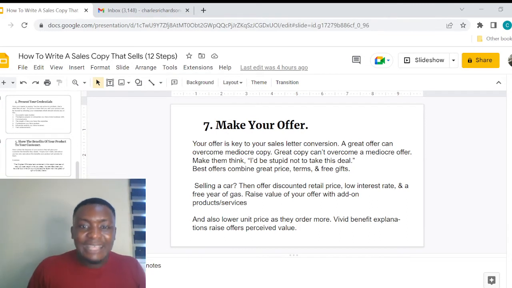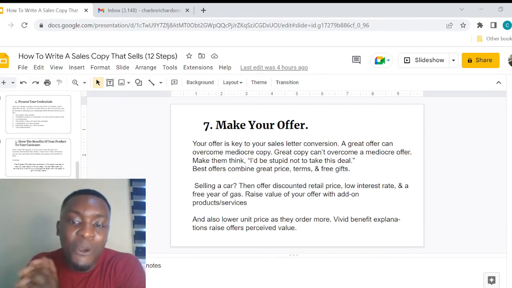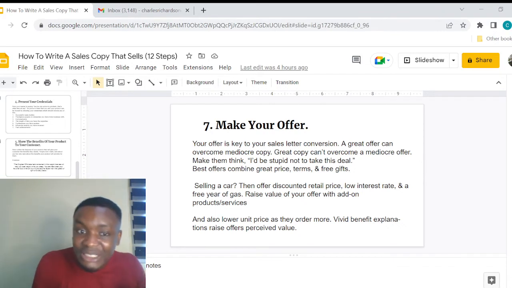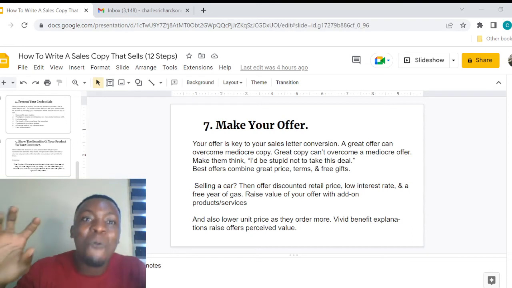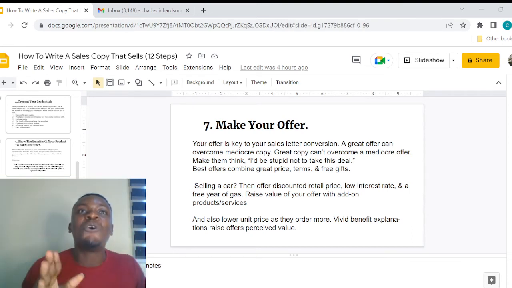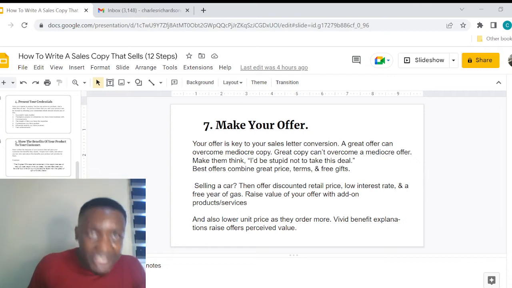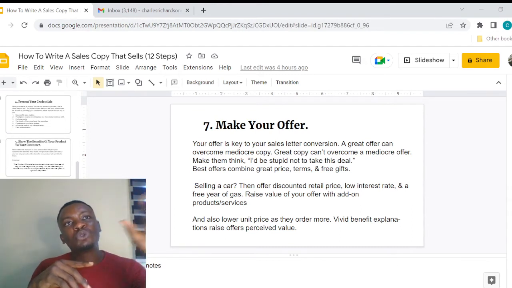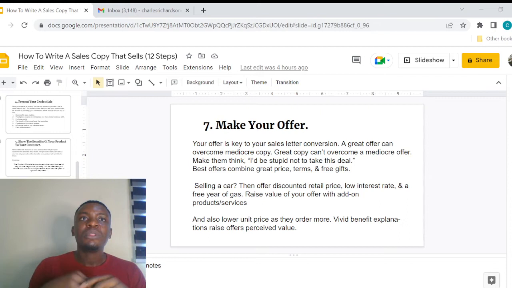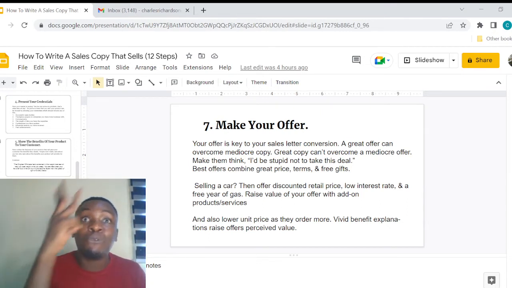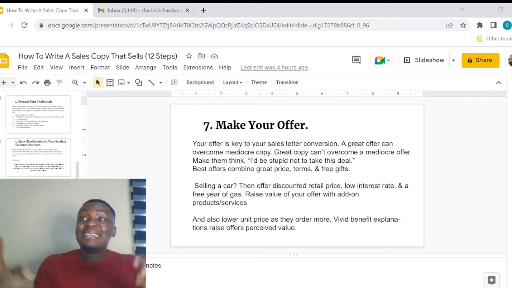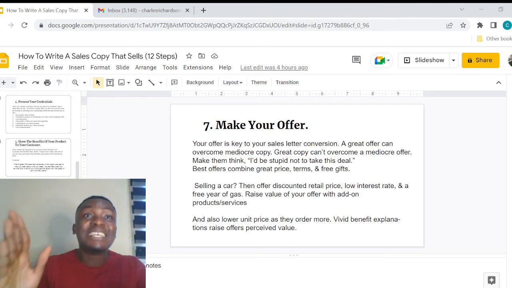Are you selling a car? Then offer a discounted retail price or a low interest rate and a free year of gas. Raise the value of your offer with add-on products or services. Never sell your product without a free gift. What I do is, in my business, I'm selling a herbal product. I can tell them one bottle goes for 23,000 naira. 3 bottles, which is supposed to be about 70,000 naira, will go for 49,000 naira. Then 6 bottles will go for 78,000 naira.